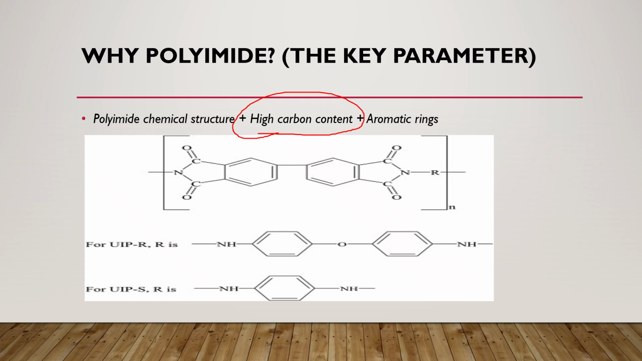The second reason is the aromatic rings, a stable structure made of carbon. These act like a seed, helping carbon atoms reassemble into graphene. So those are basically the two reasons why polyimide is favorable in LIG formation.